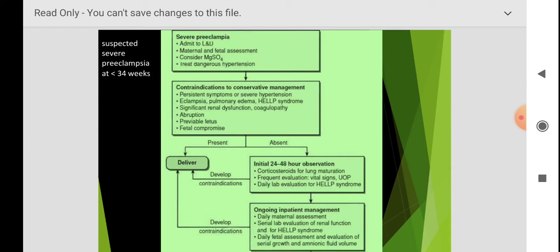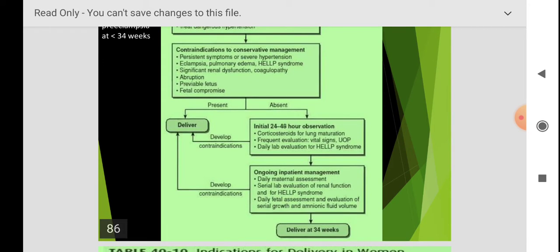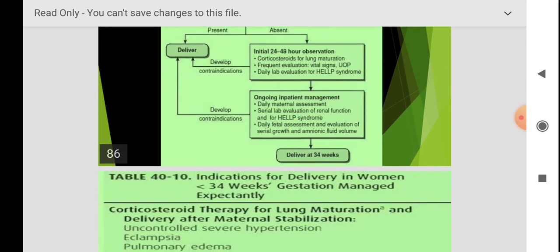Then treat the dangerous hypertension. If hypertension is more than 150/100, then you have to consider giving antihypertensives. What are the contraindications to conservative management in case of severe preeclampsia? When there are persistent symptoms, that is headache, blurring of vision, epigastric pain, nausea, vomiting, or severe hypertension. When there is development of eclampsia, pulmonary edema, HELLP syndrome, severe renal dysfunction, coagulopathy, abruption, pre-viable fetus, fetal compromise. When these features are present, it is a contraindication to conservative management and you have to deliver her.